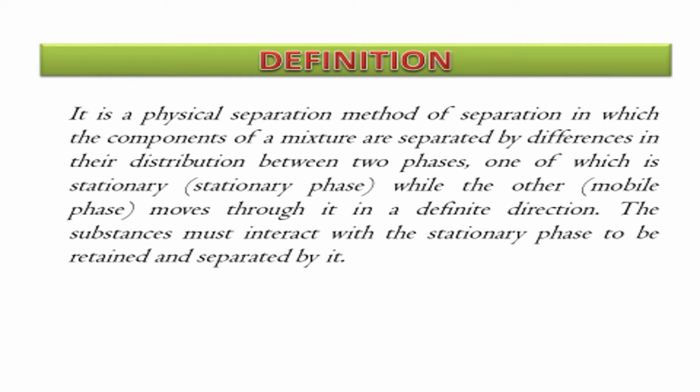So there are two phases. One is the mobile phase and the other is the stationary phase. We put the mixture containing the components on the stationary phase, then the mobile phase percolates on it and takes the components of the mixture. The components which have strong affinity with the mobile phase will move a larger distance, and the components which have affinity with the stationary phase will be retained on the stationary phase.